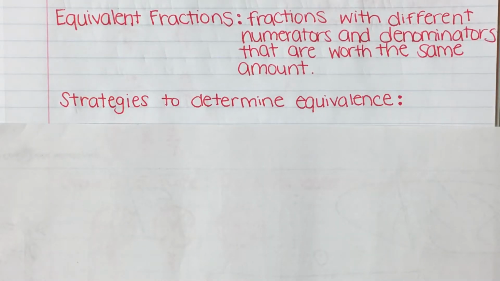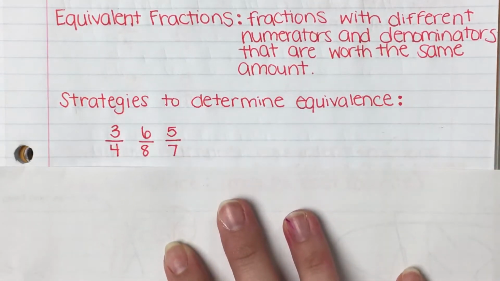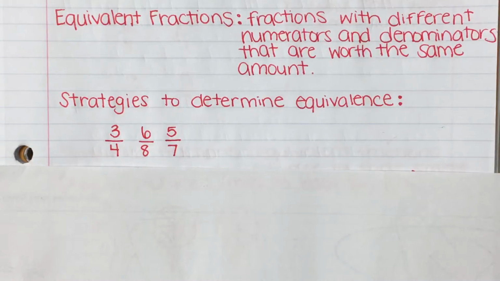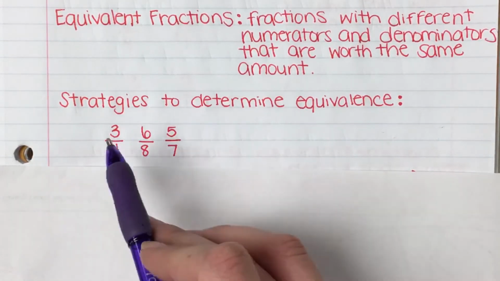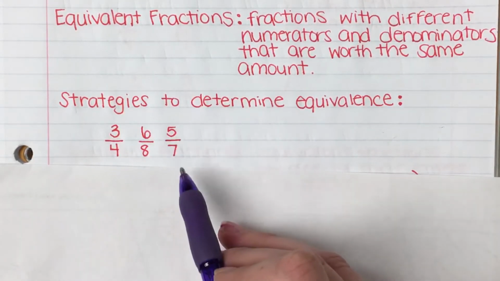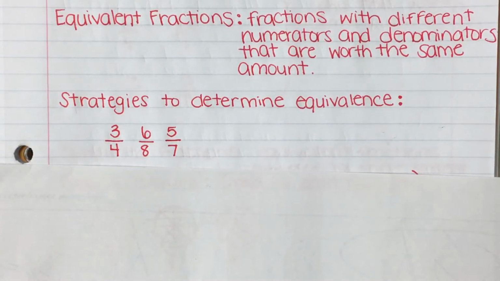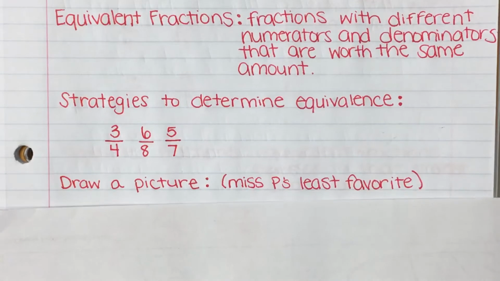All right, so today we're going to talk about a couple of different strategies that we can use to determine if fractions are equivalent. And we're going to use 3 fractions throughout each of our strategies. So after the first strategy, you'll know which one is equivalent and which one is not. But we're going to use these same 3 fractions, 3/4, 6/8, and 5/7, to determine which fractions are equivalent to each other and which fraction is not equivalent to the other 2. The first strategy that we're going to look at is to draw a picture.